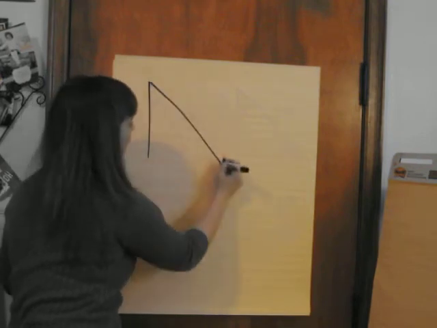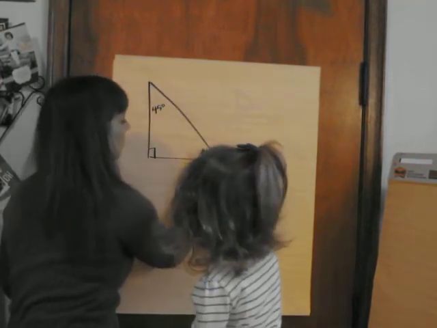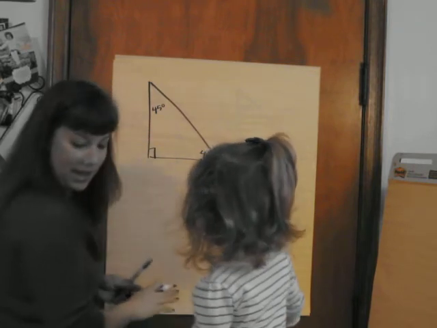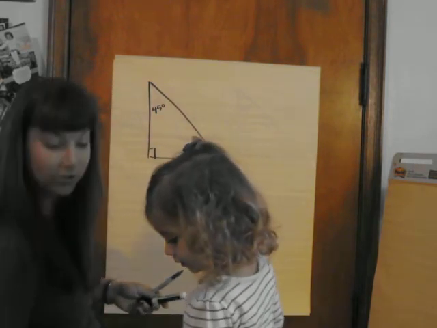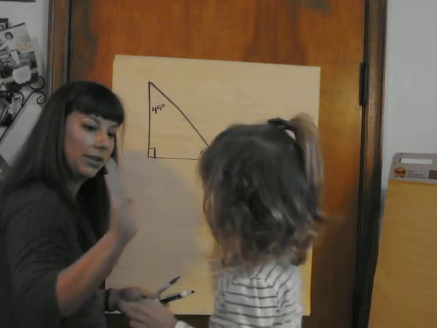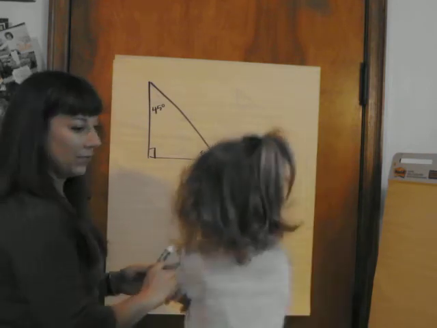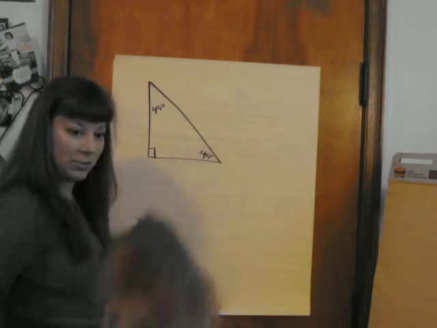Hey, Mommy, that's a triangle like that. That is a triangle. Yes, ma'am. Very good. Yes, and that's a triangle too. Good job. High five. All right. Okay. Now, I need you to stand right over here so people can see.